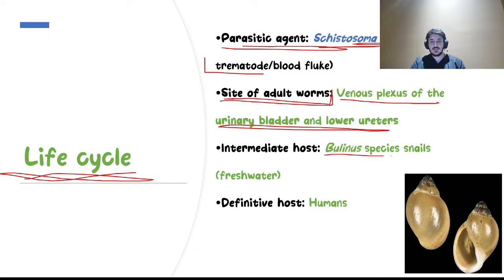The intermediate host is the Bulinus species snail, or freshwater snail. I would memorize or recognize it in the exam. You don't need to memorize it exactly. Just know freshwater snail and Bulinus species or whatever this is. And the definitive host obviously is the human. Otherwise, why would we care?